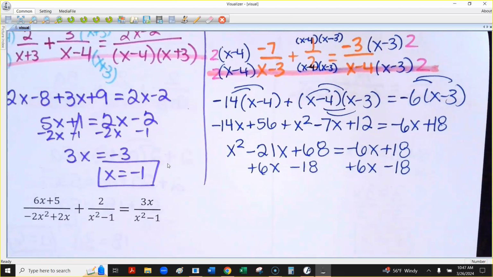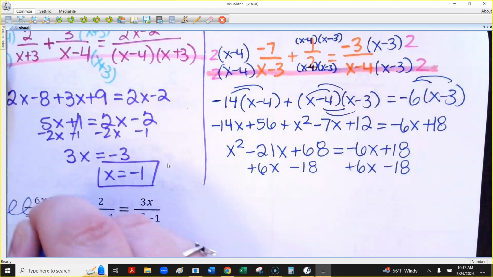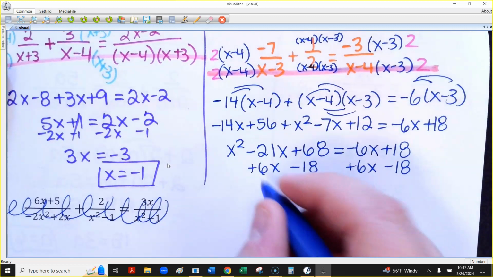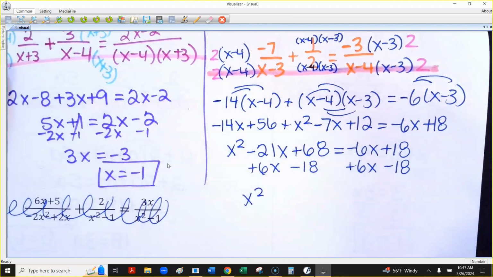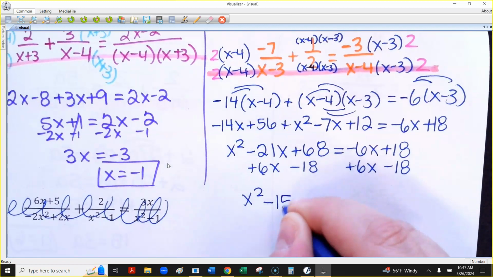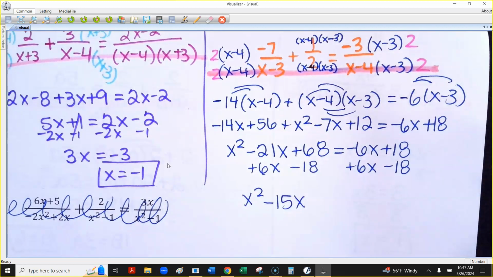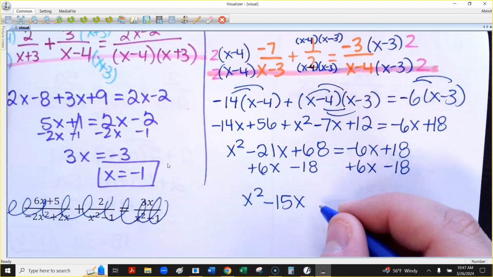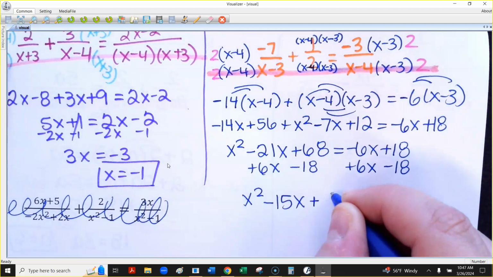And let's see. I'm just going to cross off this next problem because we're not going to have enough space. Okay, so I got x squared, let's see. Negative 21 plus 6 would be negative 15x. And 68 minus 18 would be 50.